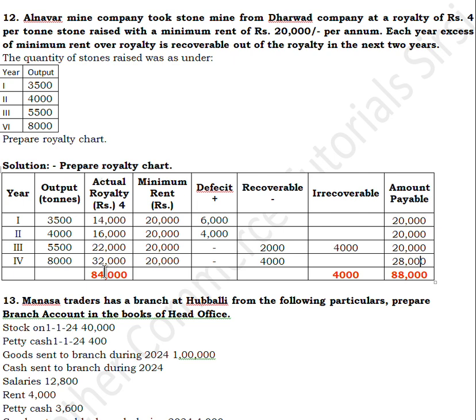At the last, if your problem is right, then you should add all the royalty amounts. That is, you should add this column, it will come as 84,000. You should add the amount payable column, it will come as 88,000. Usually these two columns have the same total, but if there is a balancing figure, then the exact balancing figure should be in the irrecoverable column. So in this problem, the royalty total was 84,000 and the amounts payable total was 88,000. The balancing figure between these two columns was 4,000, that is exactly present in the irrecoverable column. So this is how you should solve this problem.